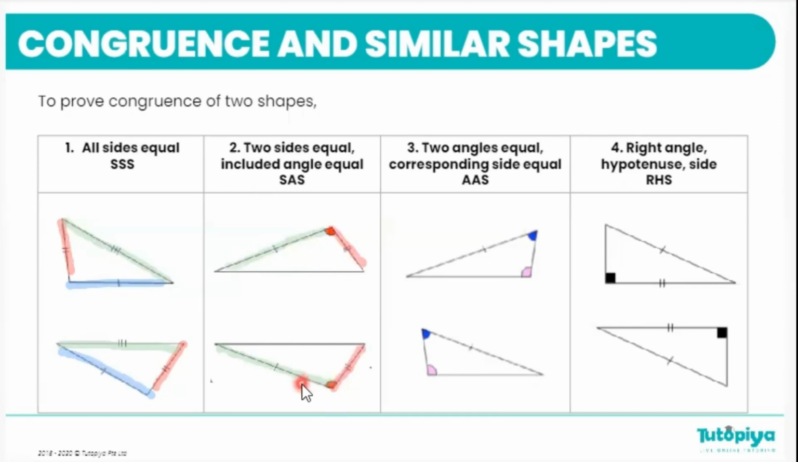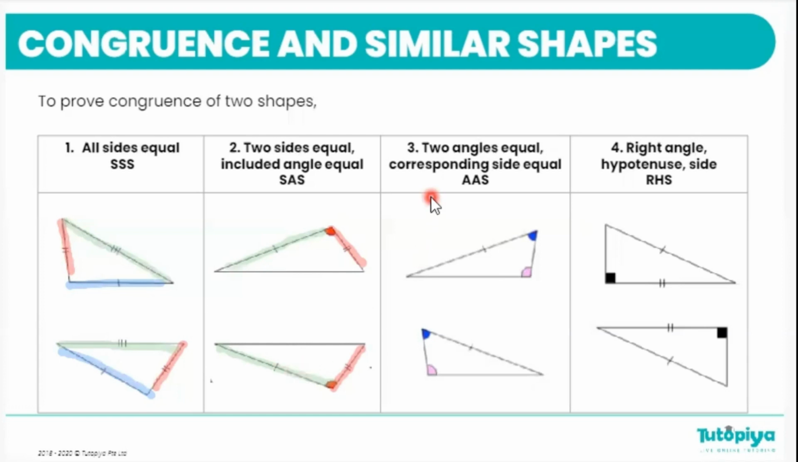And if this included angle is the exact same, then we can say this falls under the case SAS, which means that these two triangles are going to be congruent to each other, and they would have three corresponding lengths as well as three corresponding angles.